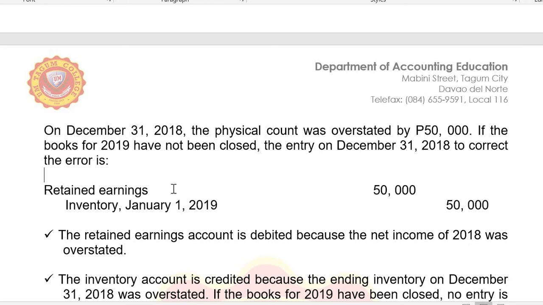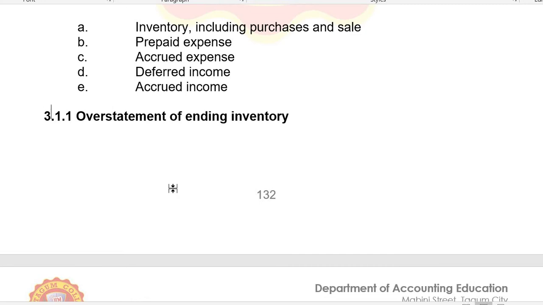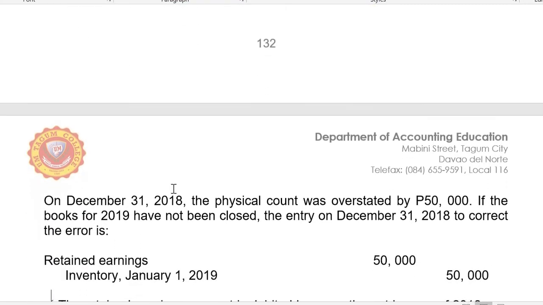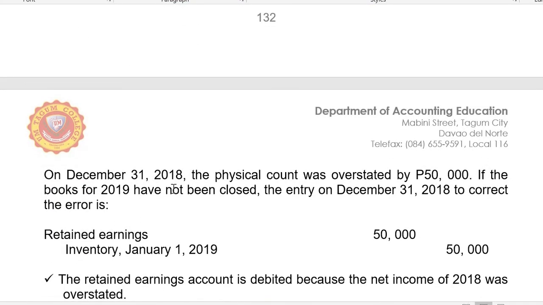Okay? So, bakit man natin i-debit yung retained earnings, 'di ba? Yan. Kasi if your ending inventory is overstated, so pag ending inventory is overstated, of course, understated yung net income. Okay? Pag understated yung net income, no?